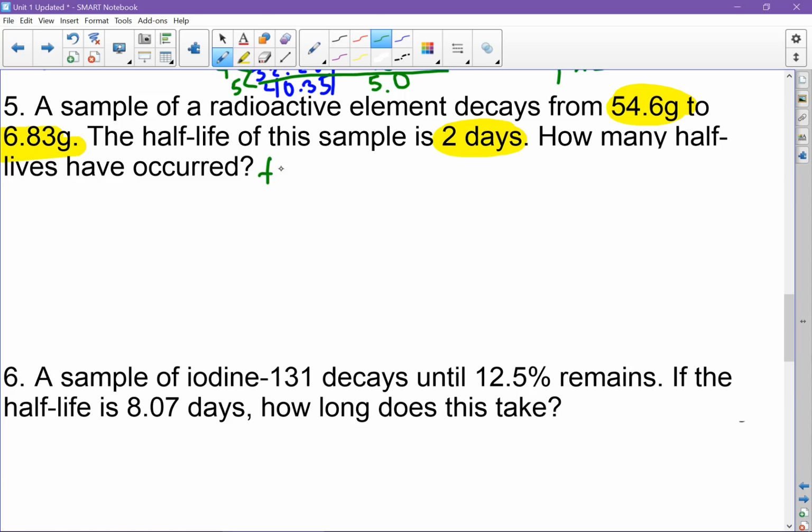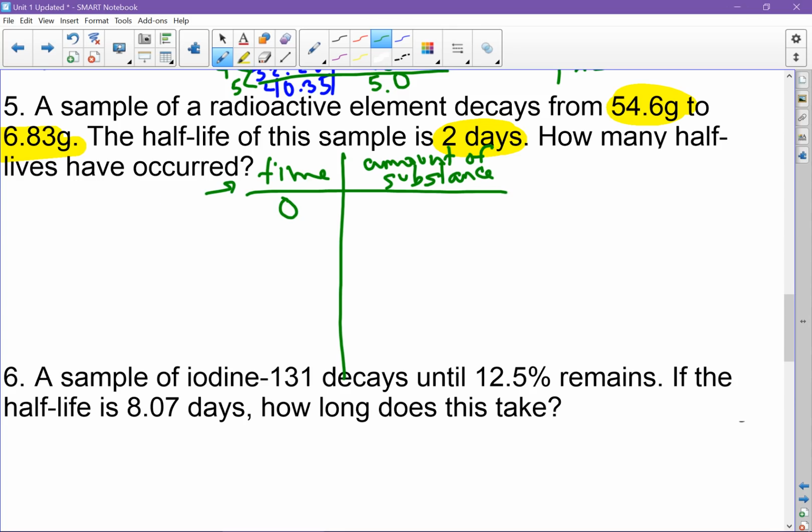Set up our T-chart, time, an amount of substance. Okay, remember time always starts at 0, and in this column we add. It says the half-life of this sample is 2 days. So we're going to add 2 every time we go down this column. So the first one would be 2, and then 4, and then 6, but we don't know how far we have to go. That's what the gram numbers are going to help with.